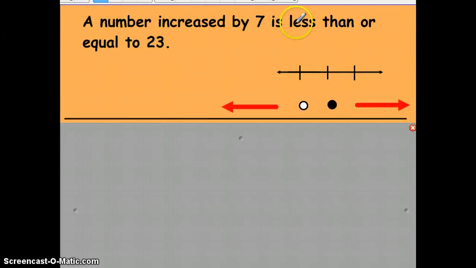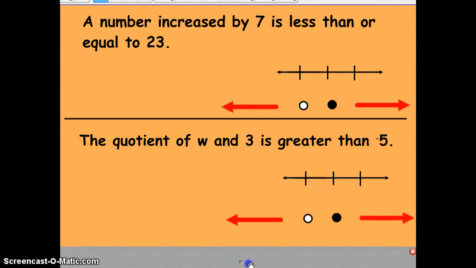Okay, now, add these to your notebook. A number increased by 7 is less than or equal to 23. And also the quotient of W and 3 is greater than negative 5. Work these 2 in your notebook, then go to the next slide for check.